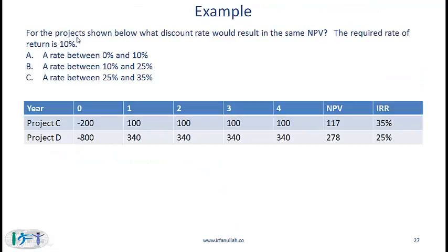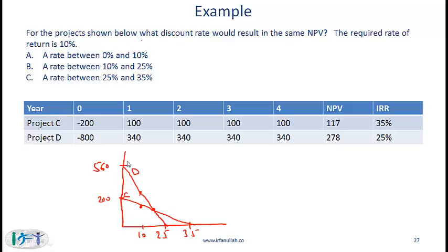Now I want you to do this example. Notice this is the same set of projects that we saw on the previous slide. So here is the NPV profile for project D. Here is the NPV profile for project C. We are effectively being asked about the crossover point, because that's the point where both projects have the same IRR. So at what rate do we have a crossover?